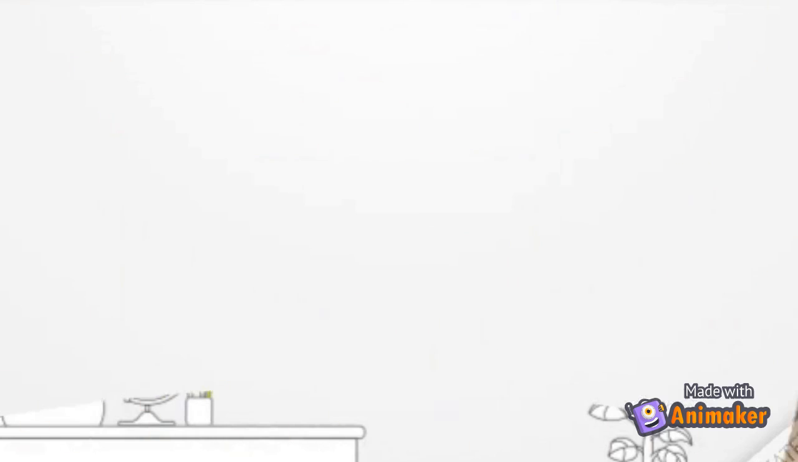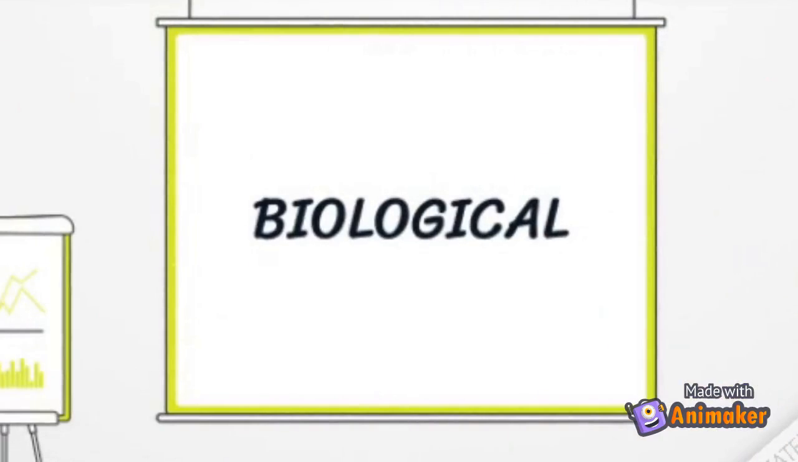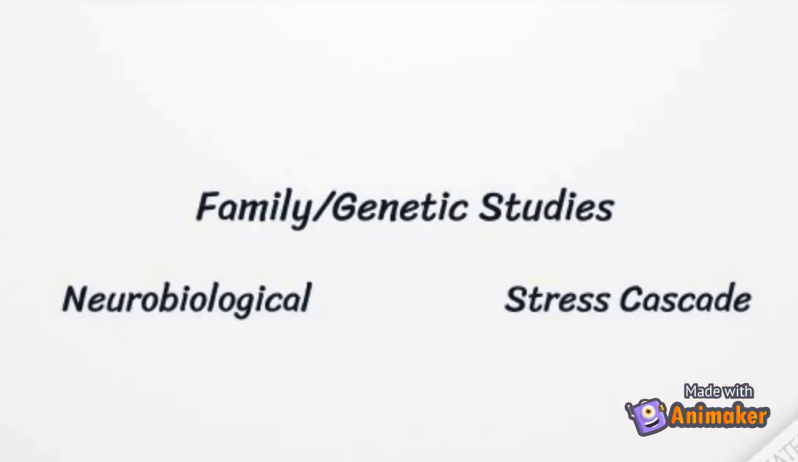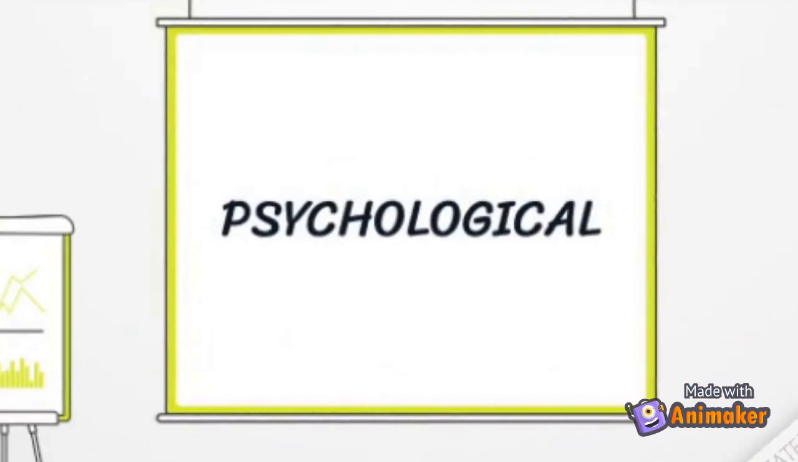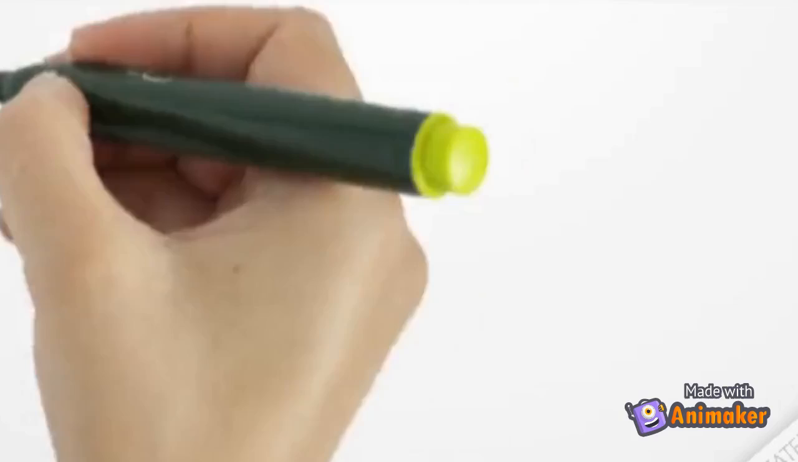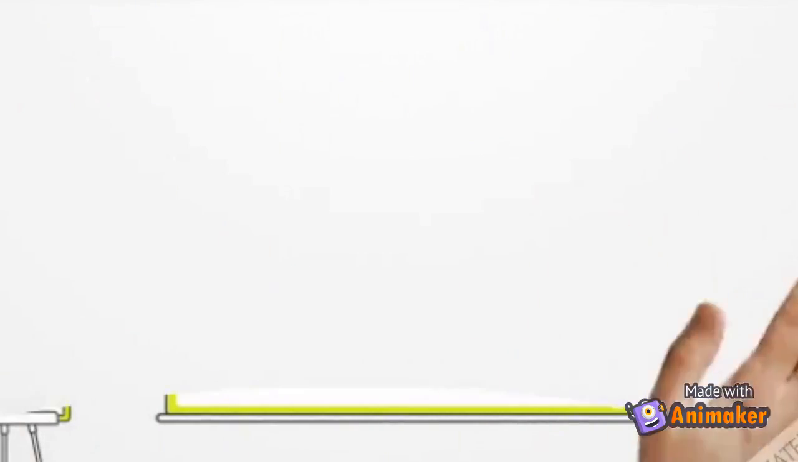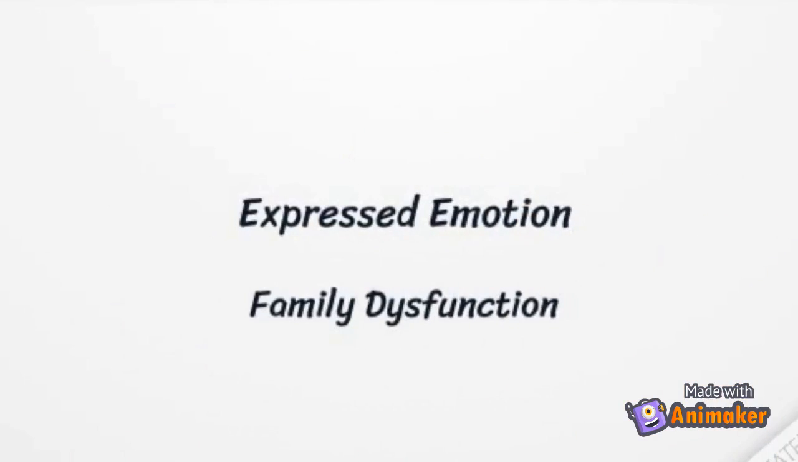Etiology. First, biological. Under biological etiology are family or genetic studies, neurobiological, and stress cascade. Second, psychological. Under psychological etiology is the cognitive. Third, sociocultural. Under sociocultural etiology are expressed emotion and family dysfunction.